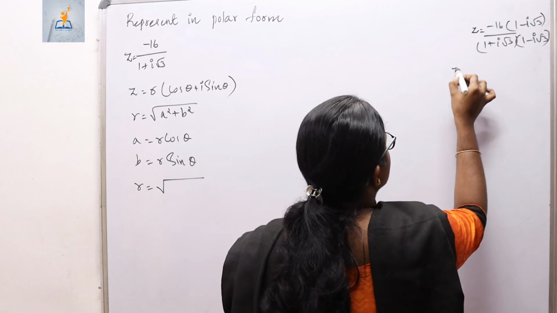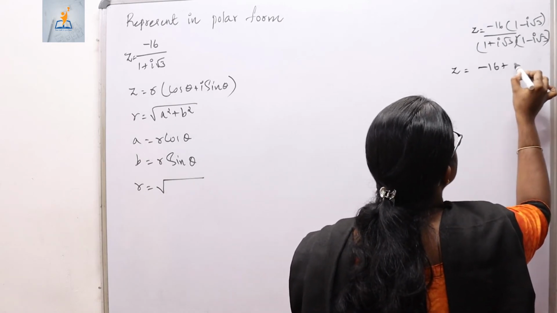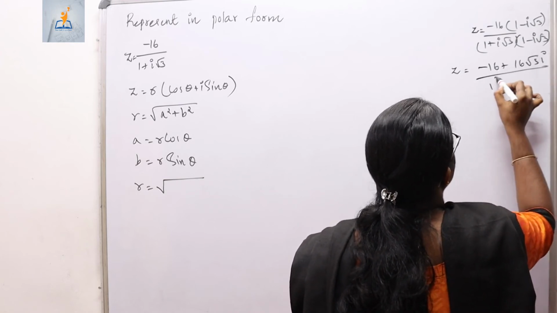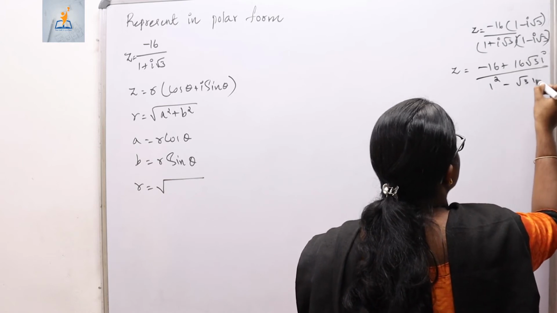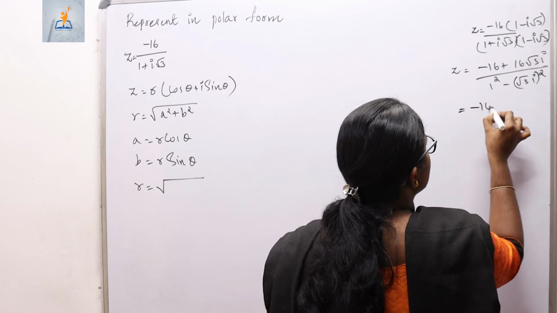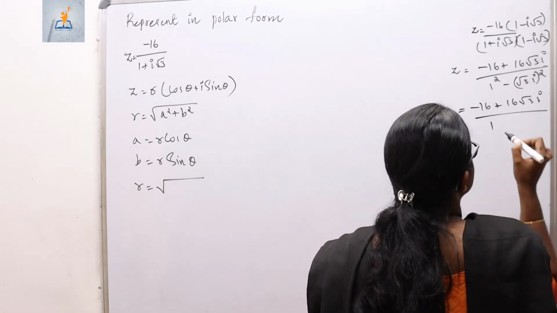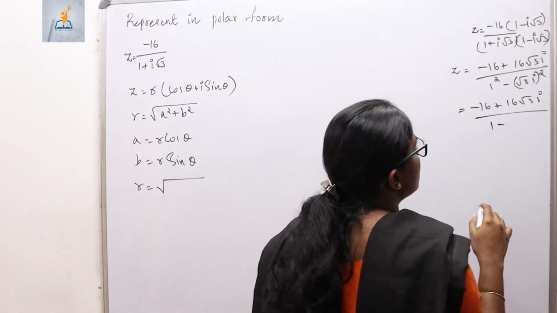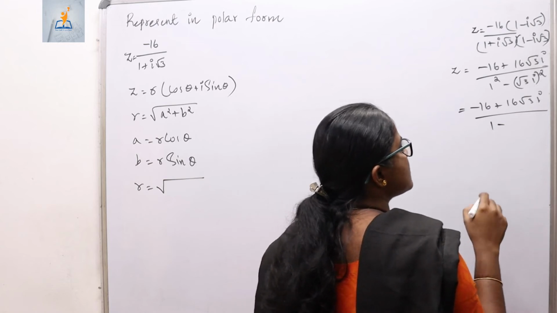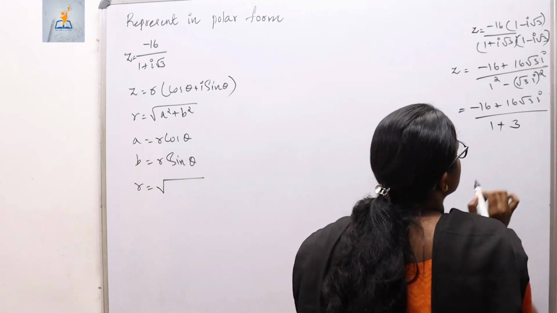So it will become z is equal to minus 16 plus 16 root 3 i divided by 1 square minus root 3 i square. So minus 16 plus 16 root 3 i divided by 1 square, which is 1, minus root 3 i square. Root 3 into root 3 is 3, i square is minus 1, so minus and minus get positive. So it will become 3.